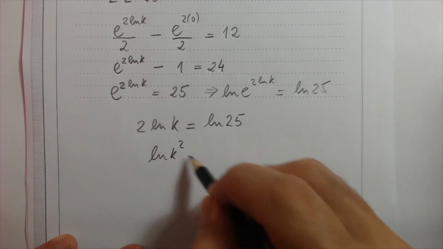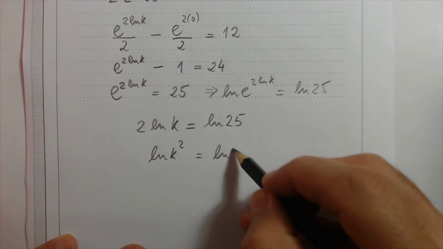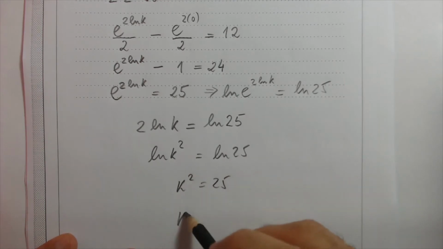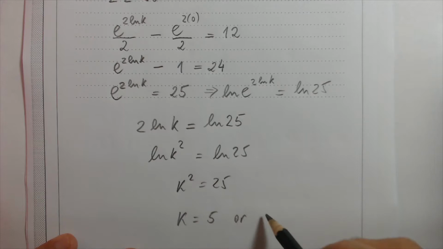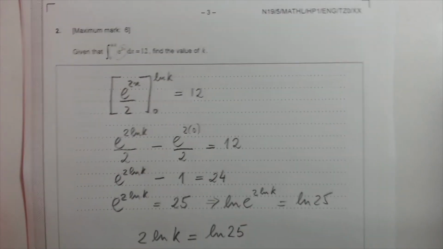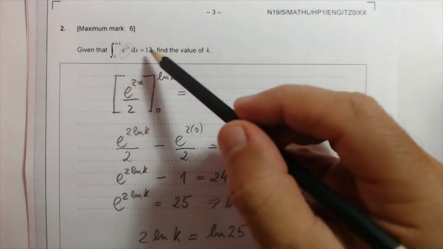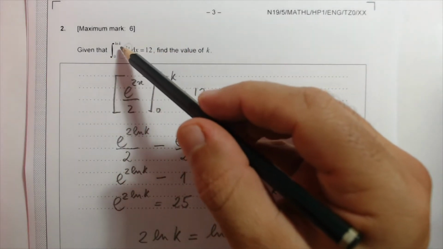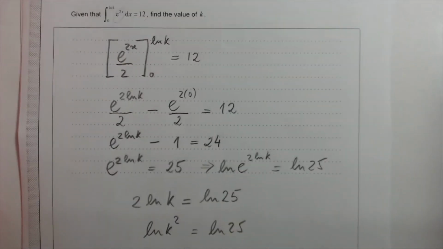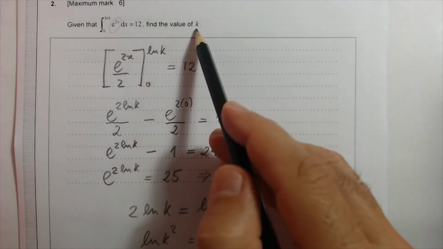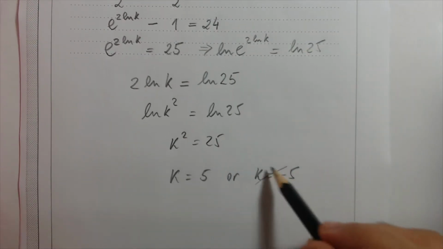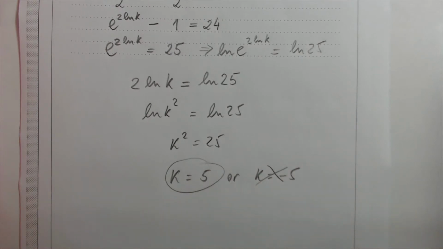ln k squared is equal to ln 25. Then k squared is equal to 25. Here k could be either 5 or minus 5. Then if we go back to the original question, we have ln k, so k cannot be negative. That's why the question says find the value of k, not the values of k. Then the only answer that is possible here is k equals 5.